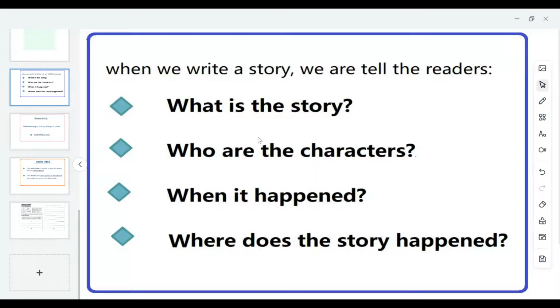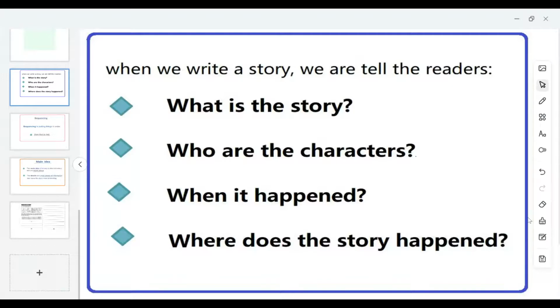Now this part we will talk about the writing, how to write. Remember, we talked about when we write a story, we tell the readers what is the story, who are the characters, when it happened, where does the story happen.